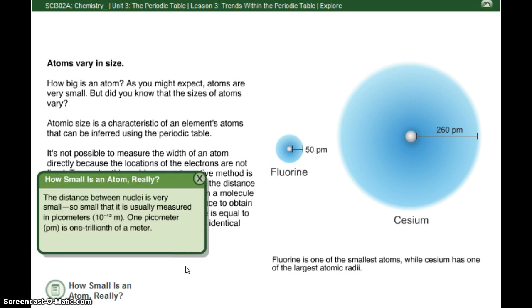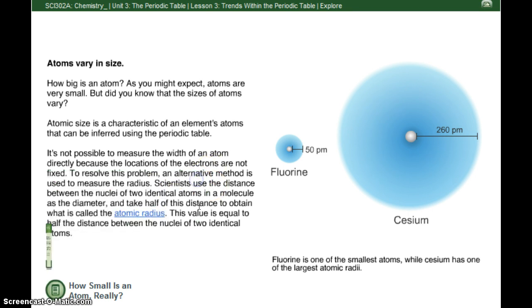How small is an atom really? The distance between nuclei is very small, so small that it is usually measured in picometers, which is 10 to the negative 12th meters. So 0 point and then 11 zeros and then the 1. One picometer is 1 trillionth of a meter. Fluorine is one of the smallest atoms, again, cesium one of the largest. So main idea, even though they find the measurements indirectly, the size of atoms do vary.